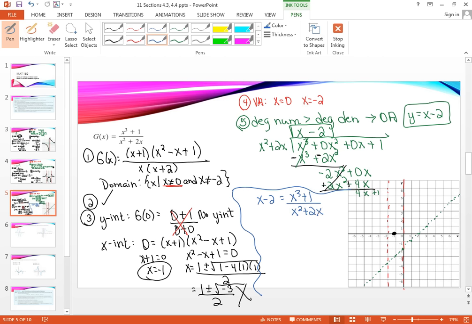Okay, just like for the horizontal asymptotes, we set it either equal to 0 or equal to a number and solved it to see what happens. Well, this time we set it equal to the line x minus 2 to see if there's a point where these intersect. Okay. I already know my domain. I already know I can't use 0 and -2. So I'm going to cross multiply. I'm going to get x minus 2 times x squared plus 2x equals x to the third plus 1.